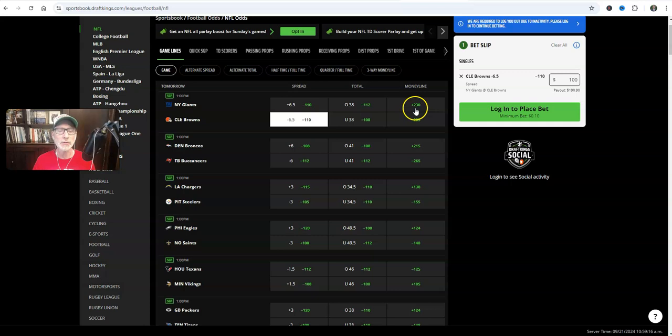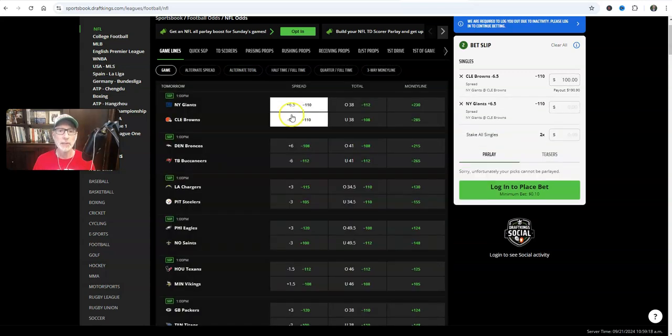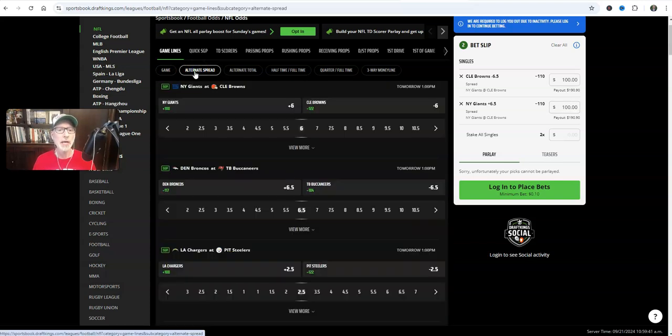For your $100 bet, you could win $90.90. Now, what I figured out here is that if you choose the Giants, and that's another bet here, and you also put in $100 for the Giants getting 6.5 points, it's the same. You'll win $90.90. What I also figured out is you can choose this alternate spread right here. If you're not comfortable with the 6.5 points for either the Giants or the Browns, you can choose a different spread.